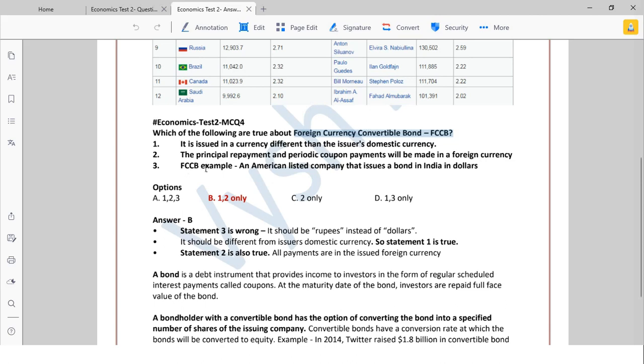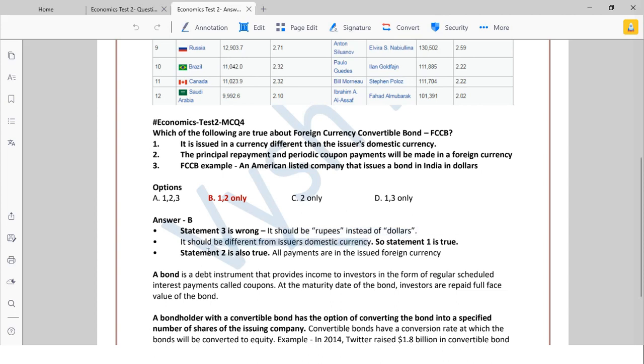Now, example of this FCCB: an American listed company that issues a bond in India in dollars. So that is wrong because, as I told, in a foreign currency only it will do. So if it's issuing a bond in India, it will be in what? It will be in rupees. So with basic common sense, you will get the answer as 1 and 2 only. Here it should be rupees instead of dollars. It should be different from the issuer's domestic currency.